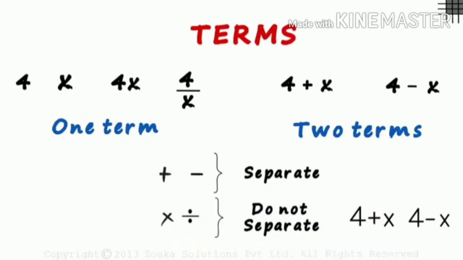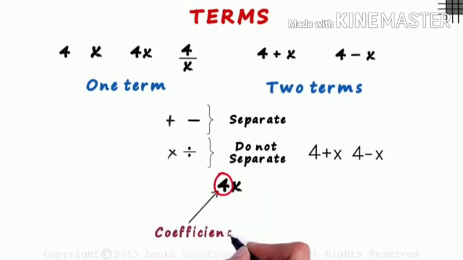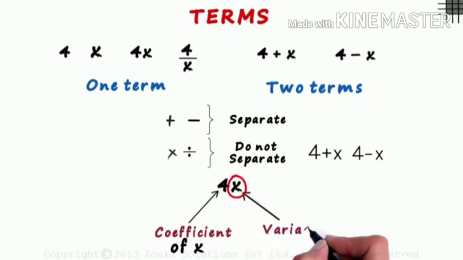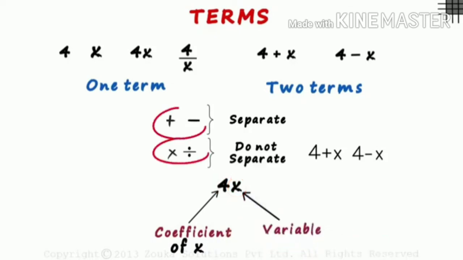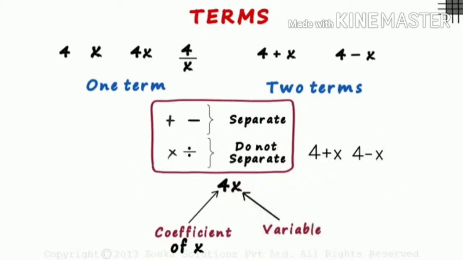Okay students, remember, for example, if I write 4x, this 4 is called the coefficient of x. It is not quotient, it is coefficient, and x is the variable. Remember, the numerical value attached with the variable is called the coefficient of that variable. These are the two things, students, which you must know before we go through the exercise.